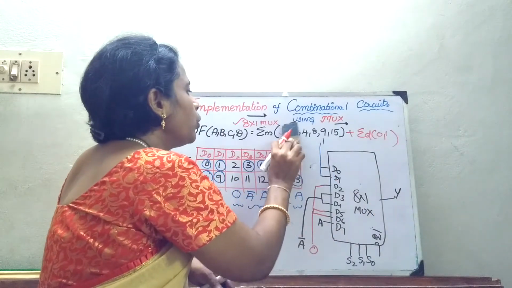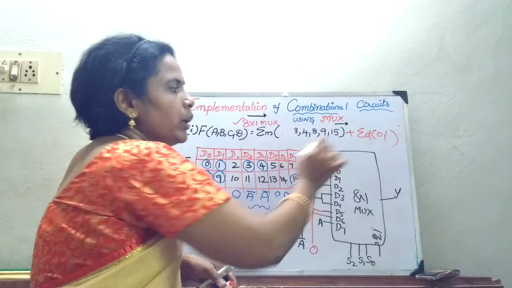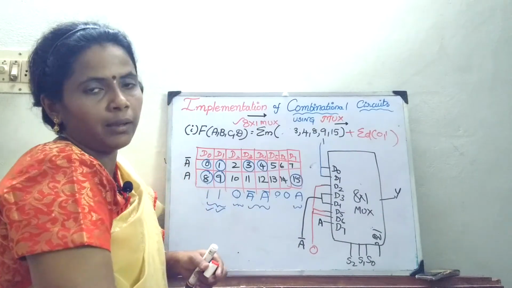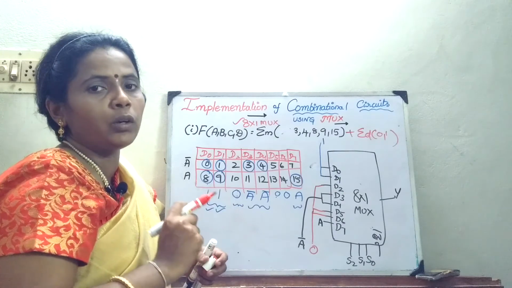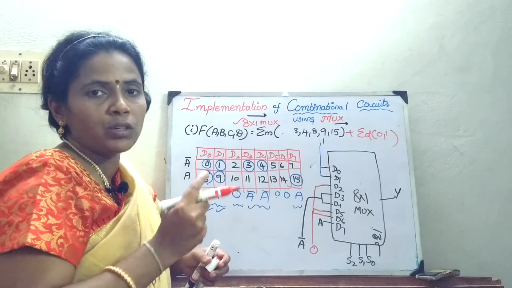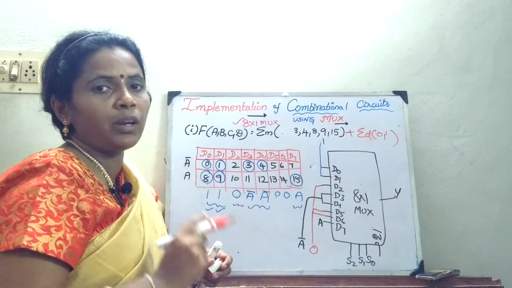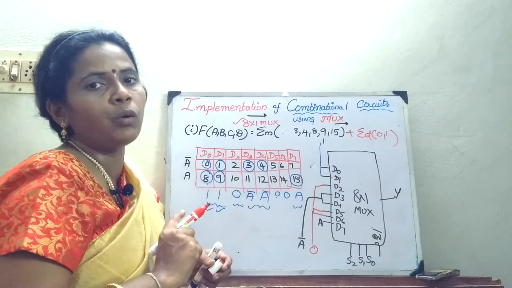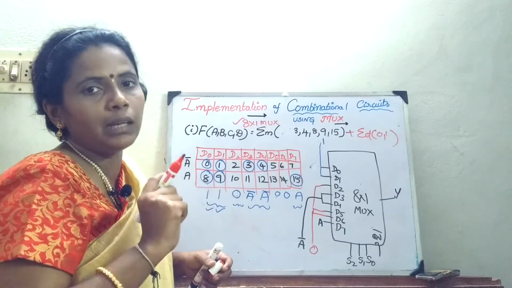I am going to remove the 0 and 1 from here and incorporate them as don't care. As I told you, what is don't care? I have given an example: if you want to go to the lift, all the 10 floors are available for you. If you want, you can go to your 5th floor or 6th floor as per your requirement. If not, no need to go at all.